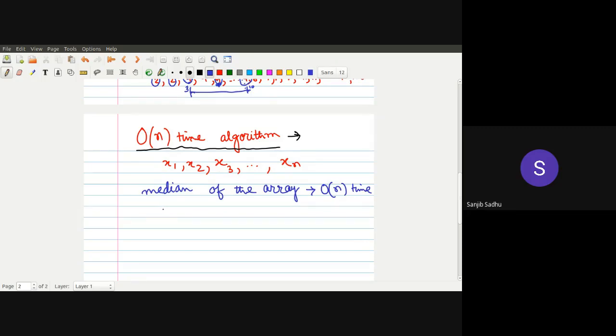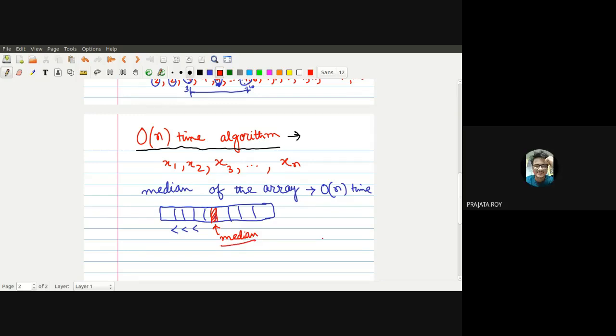what is the median? Median means if I sort the array in this way, less than or equal to this, less than this. Then if there exists a majority element, you see that the majority element will occur in the median. Yes or no? Tell me.